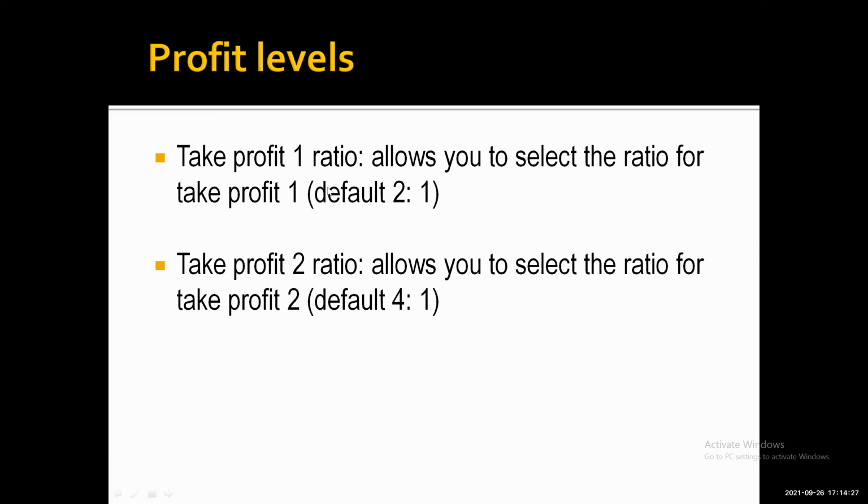There are two ways of taking profit, which come by default: that is Target 1 and Target 2. The target 1 is at 1:2 ratio. That is, if your stop loss is 5 rupees, your first target is going to be at 10 rupees and second is going to be at 20 rupees.